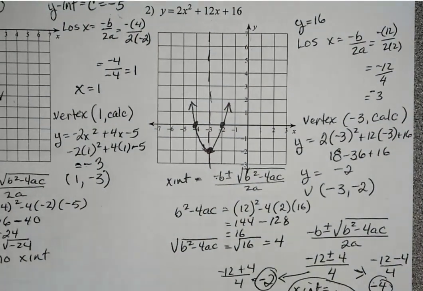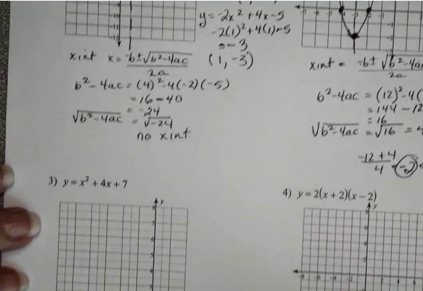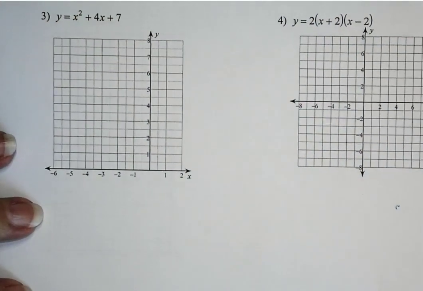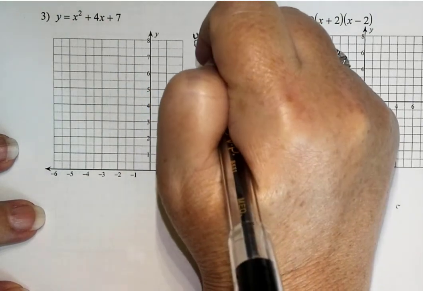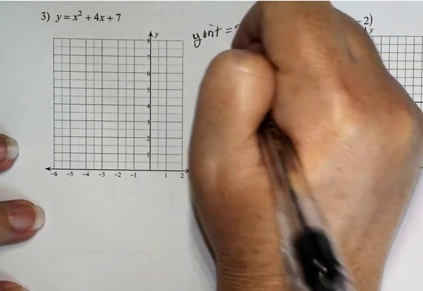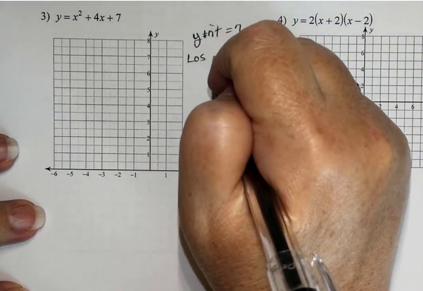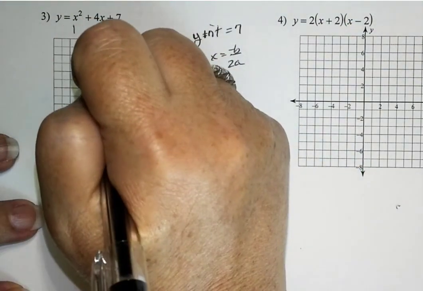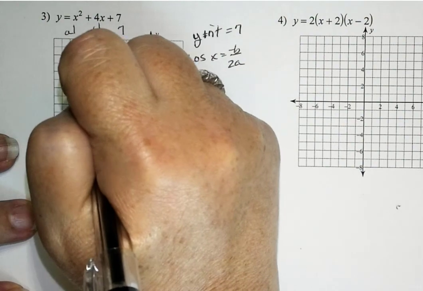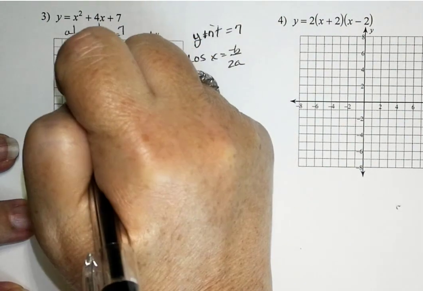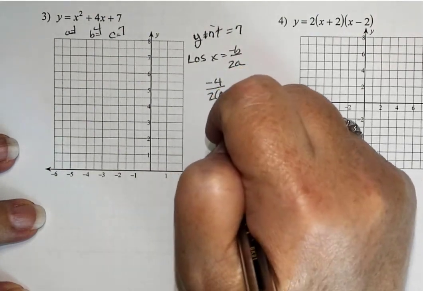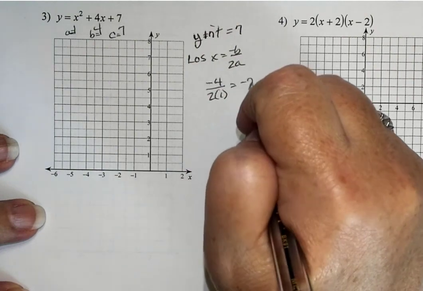Okay, and then the last one, let me see how I'm doing time-wise. Okay, the last one, the y-intercept is at 7. The line of symmetry is at x equals the opposite of b divided by 2a. Well, a is 1, b is 4, and c is 7. Okay, so I'm going to have the opposite of 4 divided by 2 times 1. So -4 divided by 2 is -2.